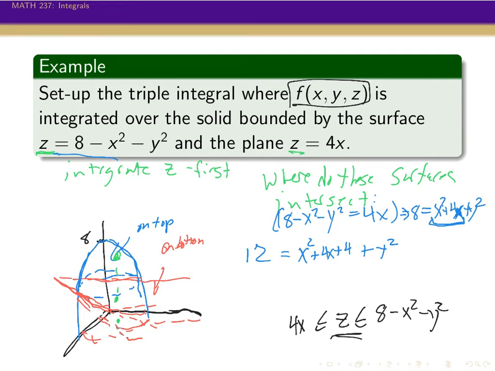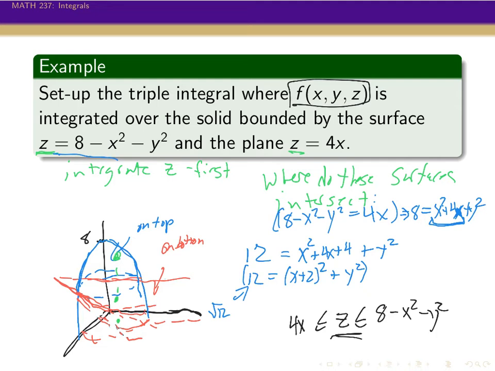Okay. And so then I have 12 is equal to x squared plus 4x plus 4 is x plus 2 squared plus y squared. And so this is a circle that's centered at minus 2, 0. Okay, and the radius of this is going to be square root of 12. Although that's not too important. What's important is that I have this broken up nicely between x and y, and so I can solve for one of these.